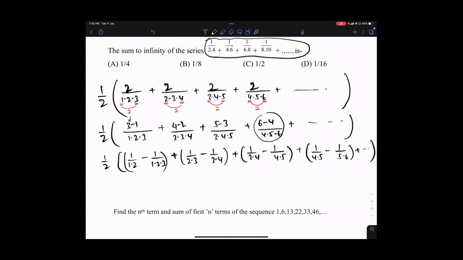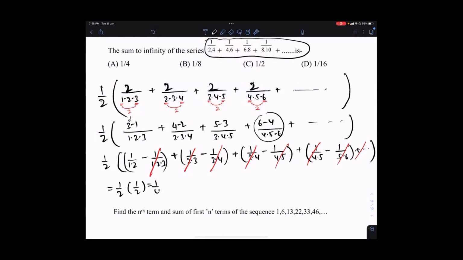Now you can see when you add them, 2 into 3 and 2 into 3 are gone, 3 into 4 gone, 4 into 5 gone, 5 into 6 will be gone. So if you go till infinity, nothing will be left except 1 by infinity, which is almost 0. So finally, what will be the answer which you get? Half of 1 into 2.